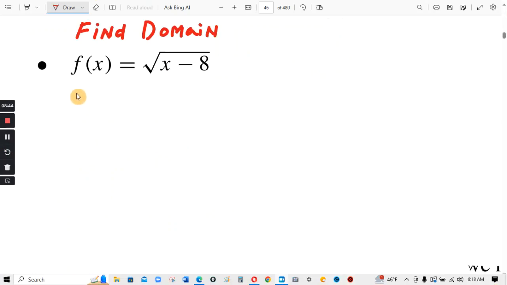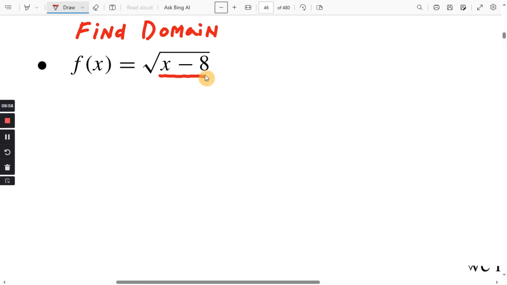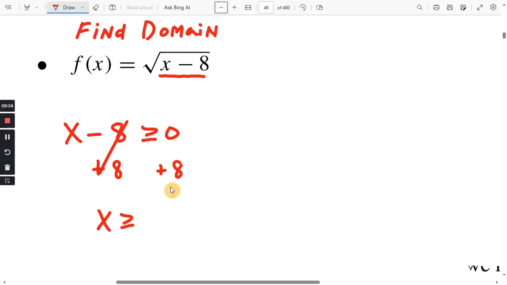All right, so let's look at this example here. They want us to find the domain. Now, if we're sticking with real numbers, we know we can't take the square root of a negative. So the part here that's under the square root, the x minus 8, has to be greater than or equal to 0. You can take the square root of 0, but if you take the square root of a negative, those are imaginary numbers. So if we just do plus 8 on both sides, 8 minus 8 cancels, and x is going to be greater than or equal to 8.